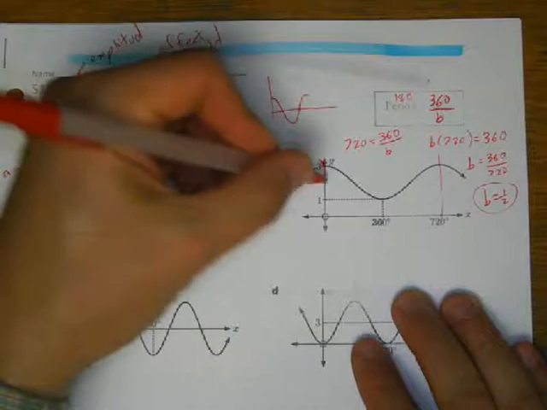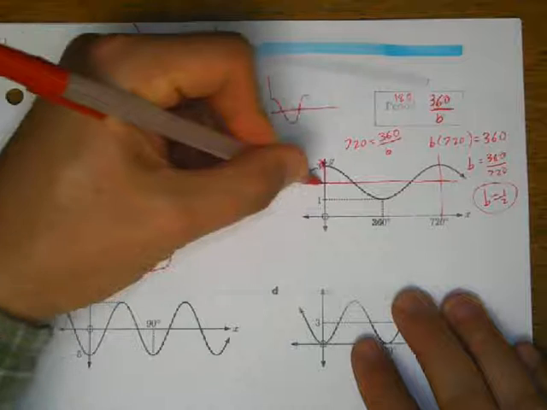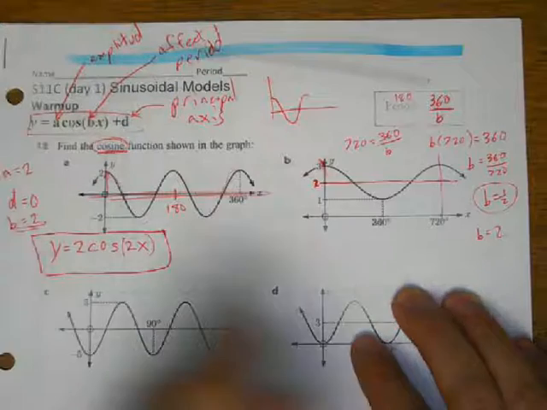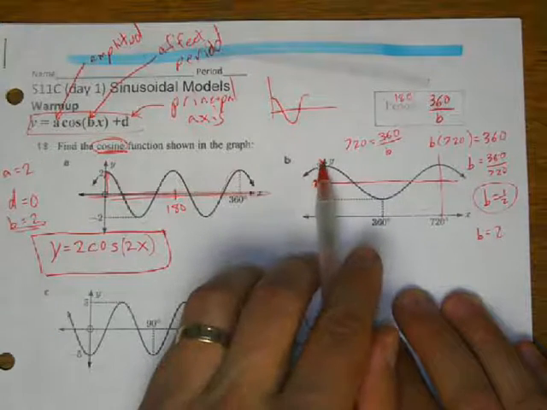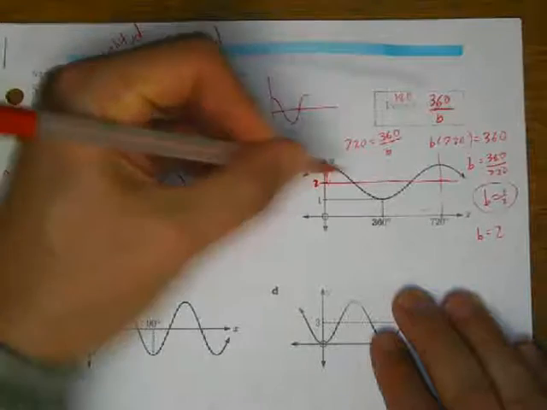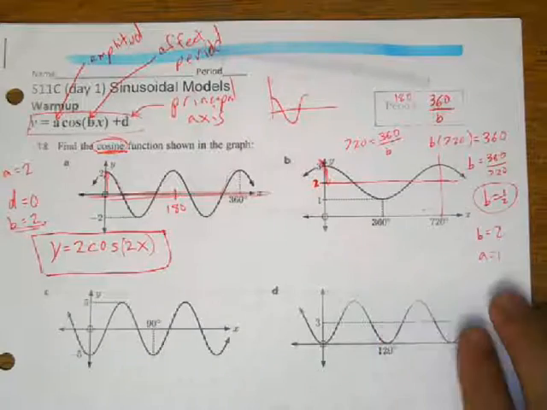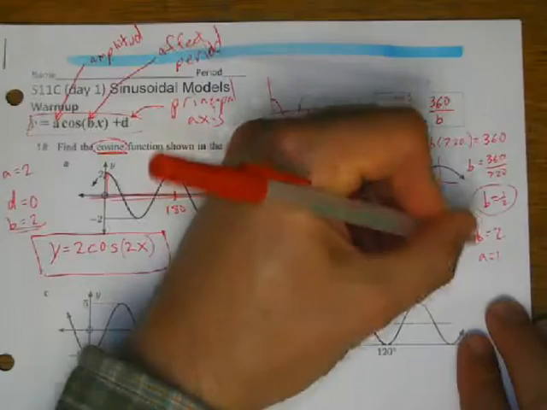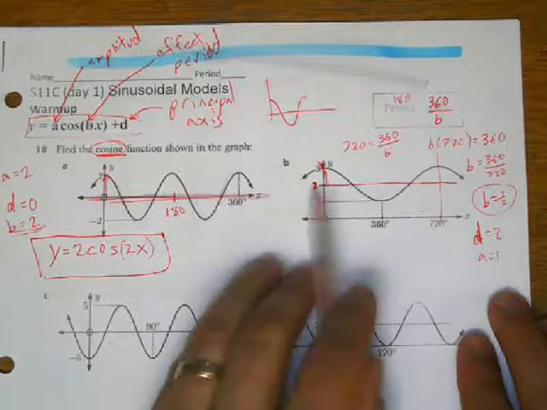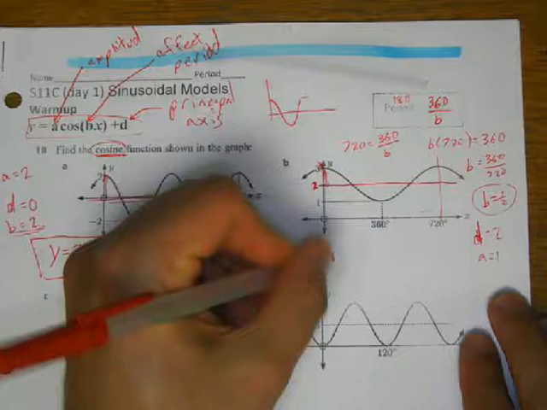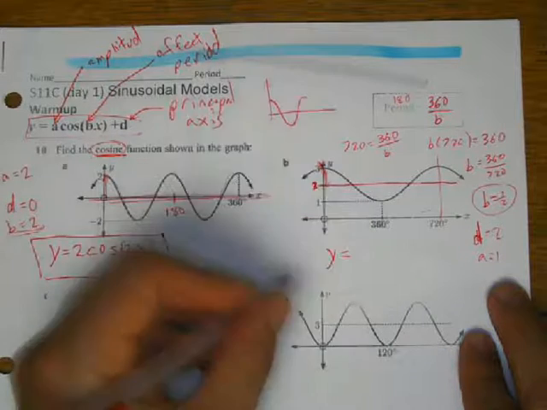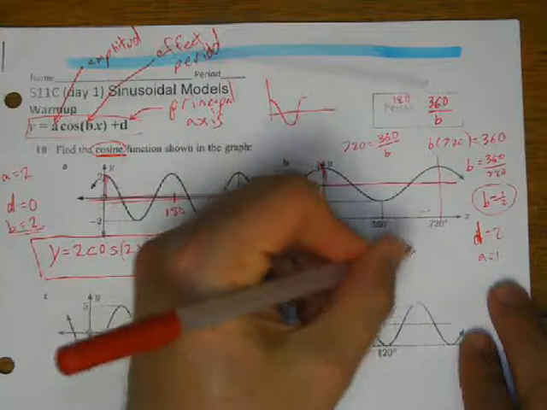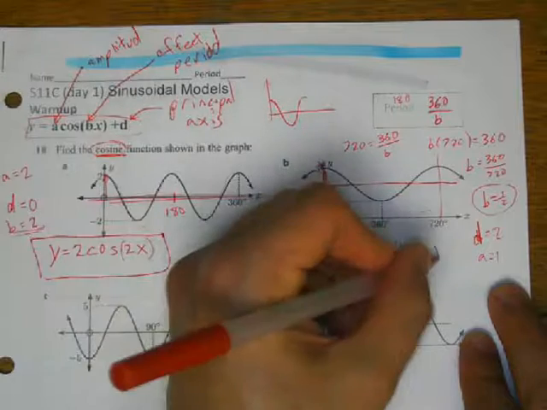Okay, the amplitude. So first of all, the principal axis is at 2, so our d value is equal to 2 because our principal axis is right here. And the distance between here and here is 1, so the amplitude is equal to 1. So we got b was 1/2, and d is equal to 2. That's our principal axis. So now we can write our equation: y equals, I don't really need to put 1, but so we got cosine 1/2 x plus 2.